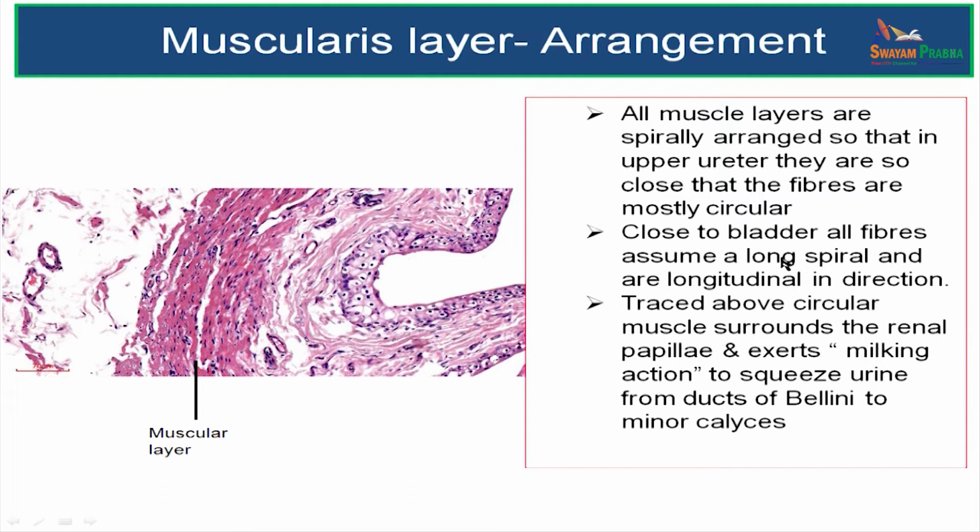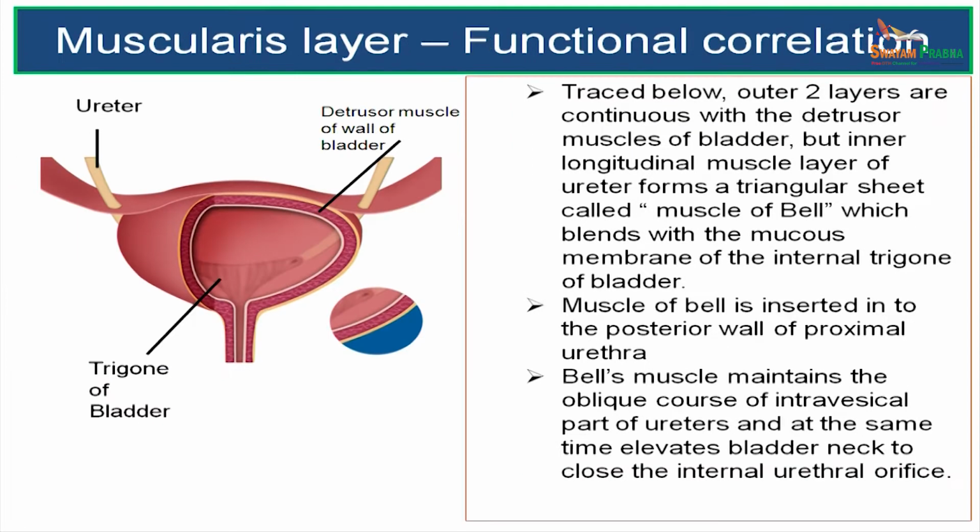direction. Traced above, that is towards the kidney, circular muscle layer is going to surround the renal papilla and it is going to exert a milking action to squeeze the urine from ducts of Bellini to minor calyces, so that then it flows into major calyx, renal pelvis and into the ureter proper. That is the importance of the arrangement of the muscular layer in the wall of the ureter.